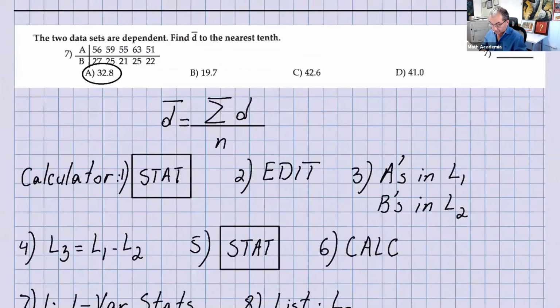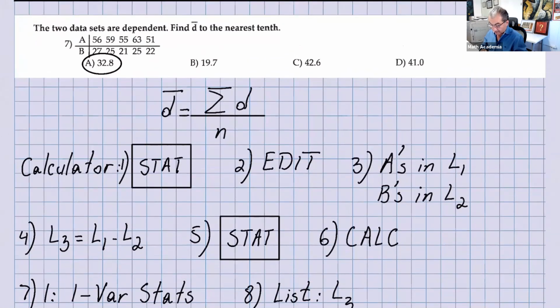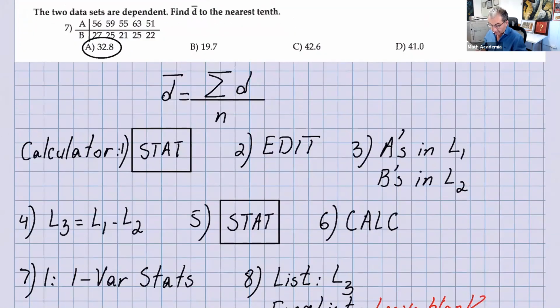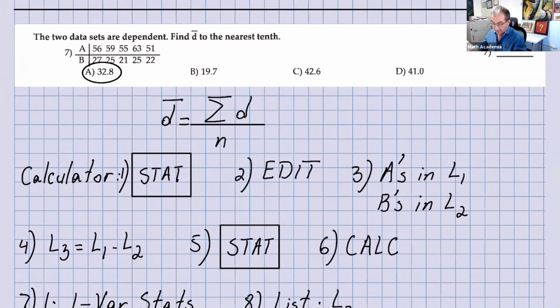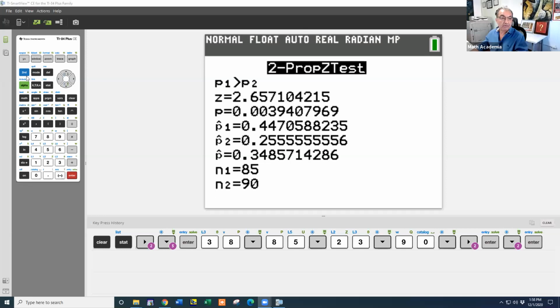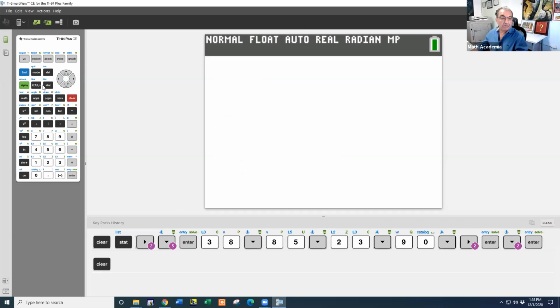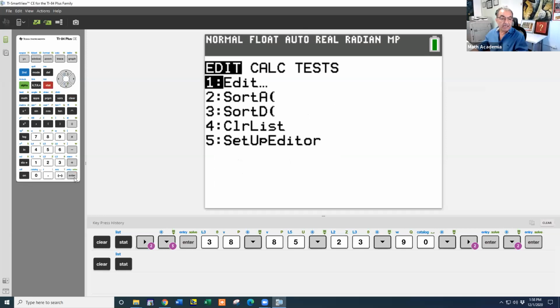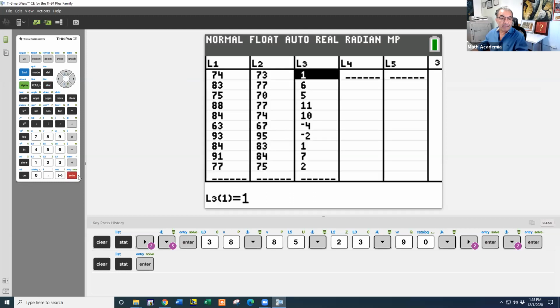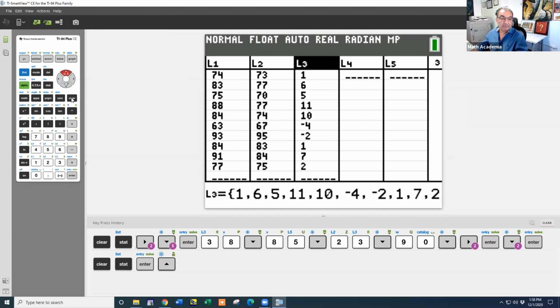So if you want to find this, I want to go over this by using our calculators. Let's find the differences by using our calculator. So let me share the calculator here. First thing you want to do, go to stat, edit, and let me clear all those lists.